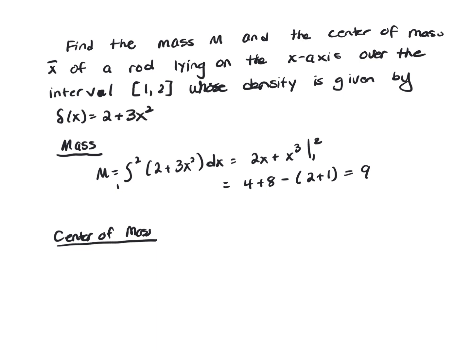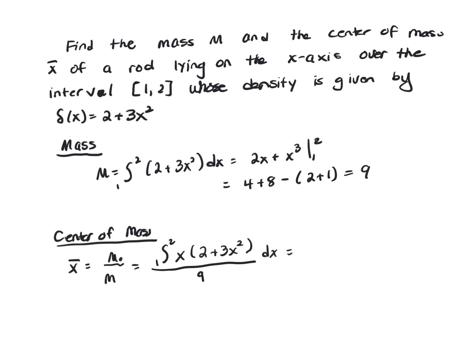To find the center of mass, you need to recognize the formula or know the formula. X bar will be the moment about the origin, which is m sub o, over the mass. And to find the moment about the origin, you need to integrate on your values x times the density, which is 2 plus 3x squared, divided by the mass, which we found to be 9, dx.